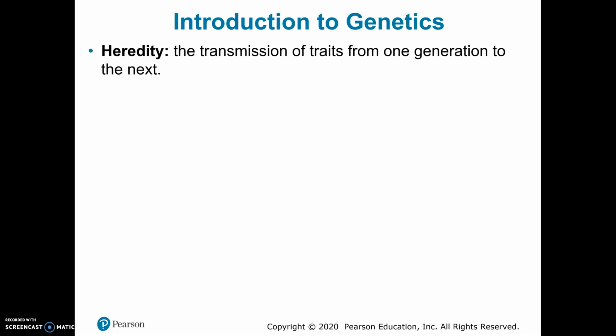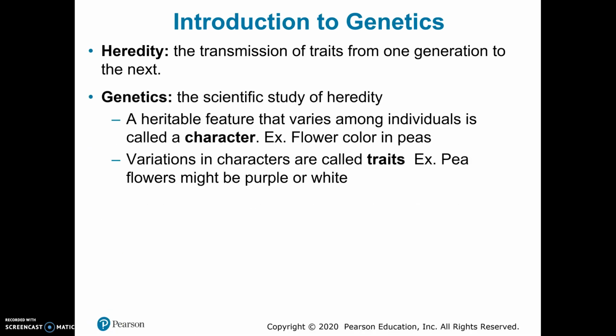So your heredity is the transmission of traits from one generation to the next. So what you inherit. For example, whether you have brown hair, or whether you have curly hair, or blood type A, or if you're lactose intolerant. And genetics is the study of heredity.